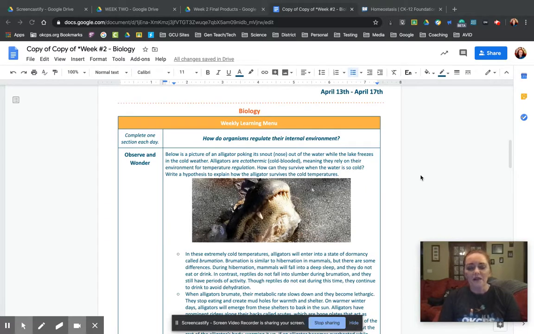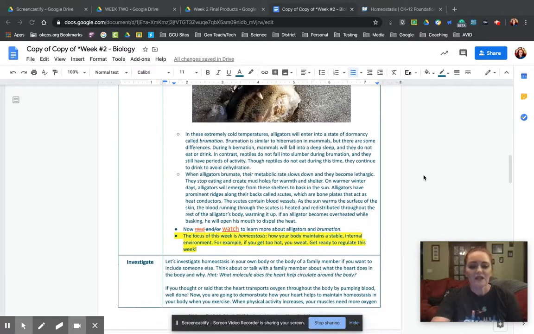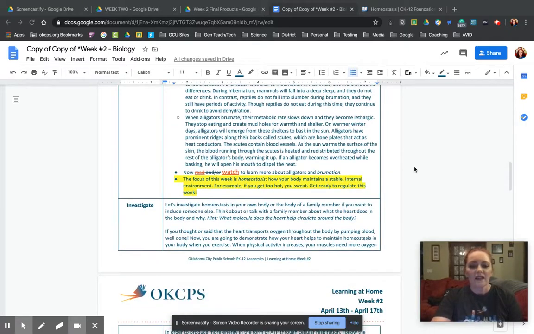To keep track of your learning in this week's lessons, you'll only need a couple of pieces of paper and everything can be worked off of on those few sheets. So write your hypothesis at the top and then begin reading through the lesson. You'll see as I scroll down that after you've had a chance to read the bullet points here, we'd like you to watch the video about alligators and brumation.